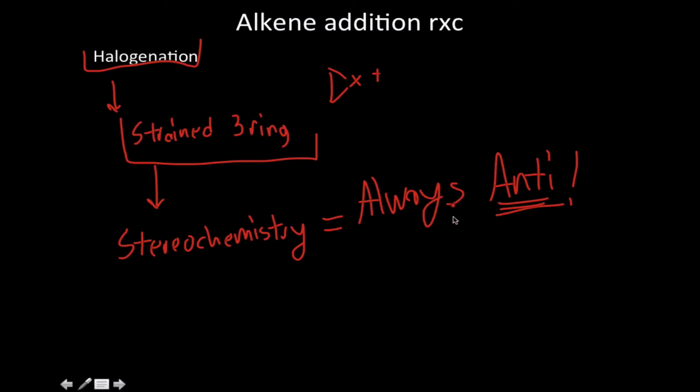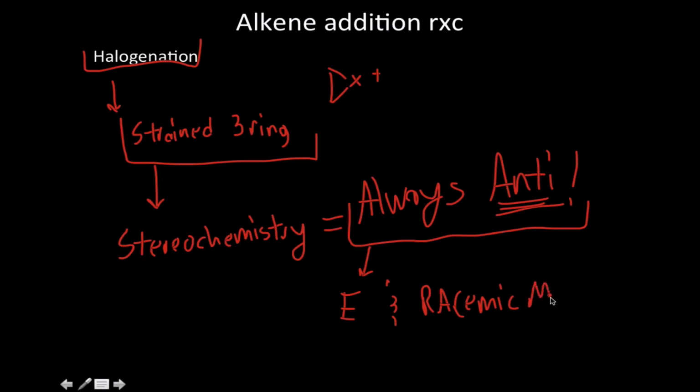So with that anti-configuration, what we get is enantiomers. And along with that, we get racemic mixtures. So we started off with an achiral molecule, and at the end we have 2 enantiomers which cancel each other out in terms of chirality, but that's not really something that I want you to focus on so much.